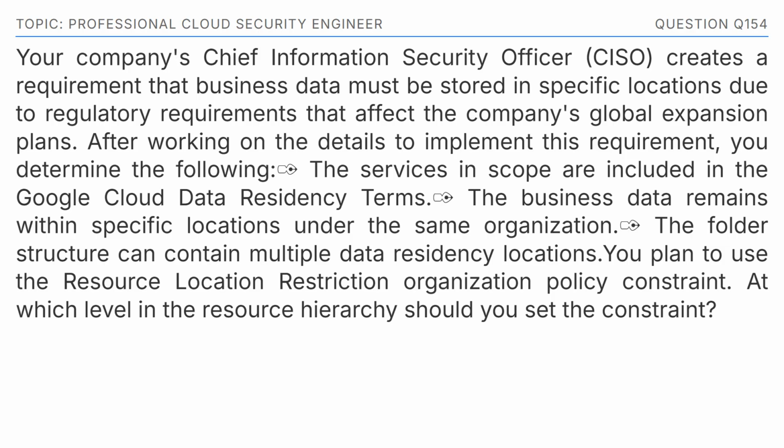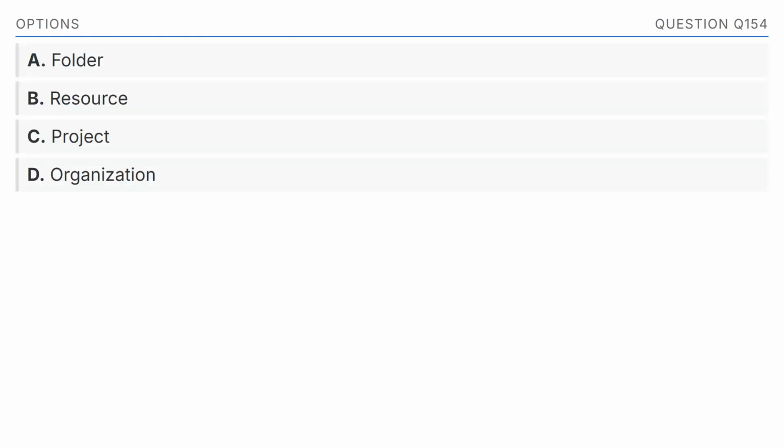At which level in the resource hierarchy should you set the constraint? The options are: Option A, Folder. Option B, Resource. Option C, Project. Option D, Organization.